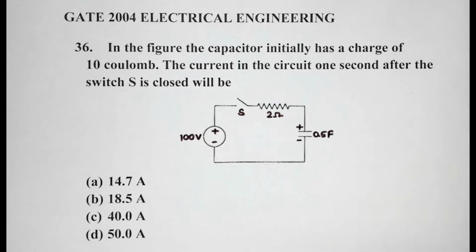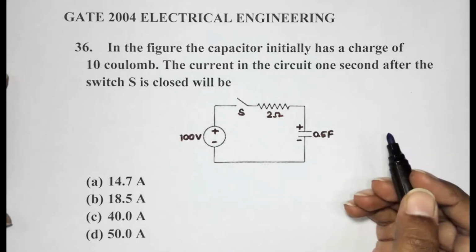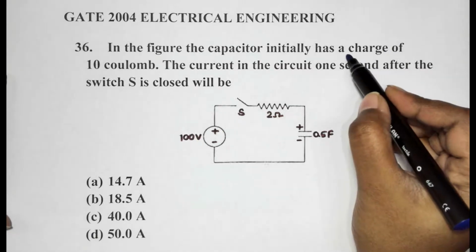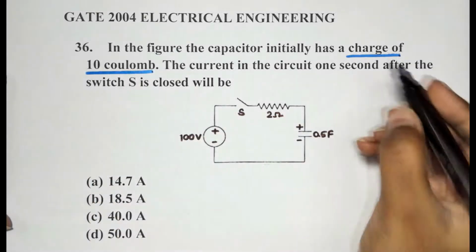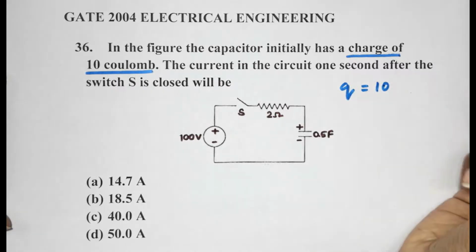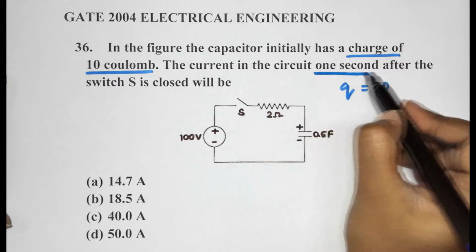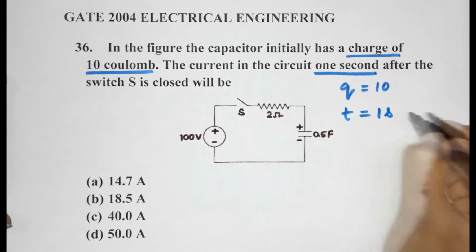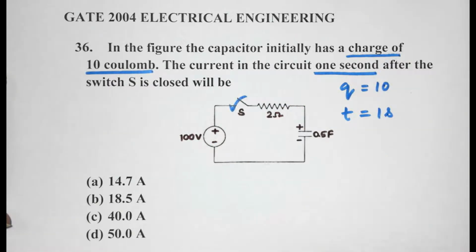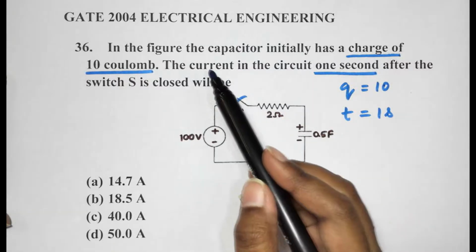Now, what we will have to do is analyze the circuit and, using mesh analysis, derive an expression for the current I, and then solve. So first let's write down what is given to us. We have been given charge of 10 coulomb, so Q is equal to 10. Then we have time given as 1 second, after the switch S is closed. And we will have to find out the current I.